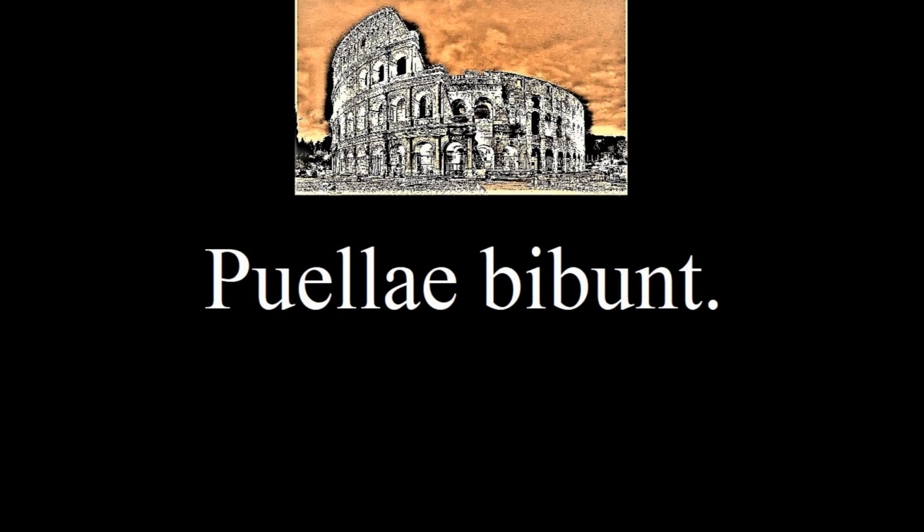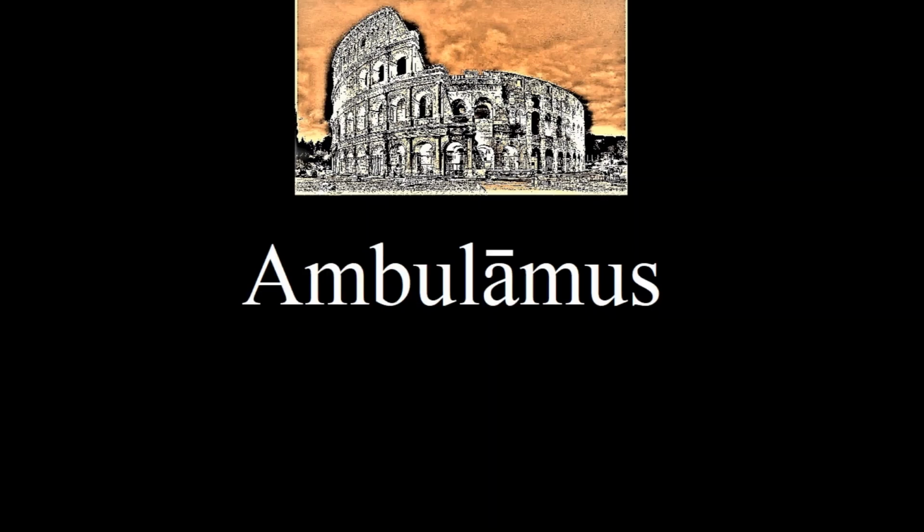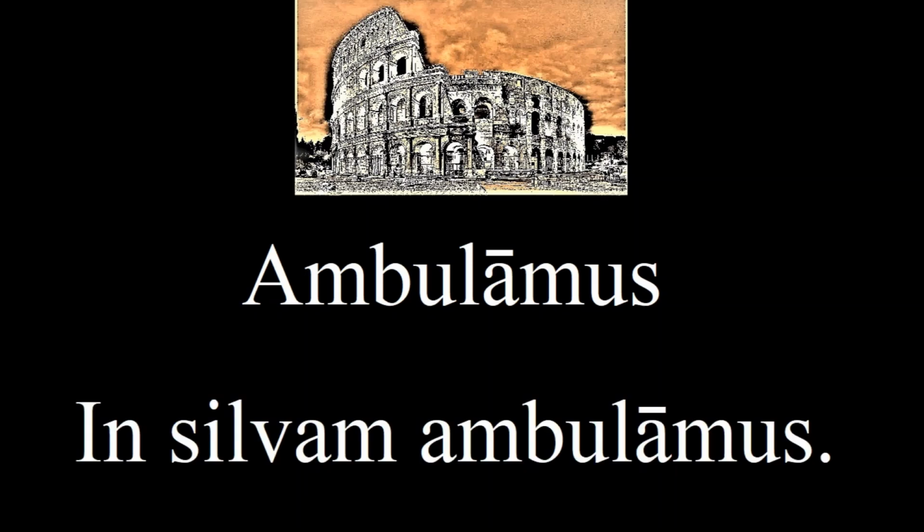We is also a plural form, and also gets its own conjugation. But it's really easy to remember because we walk is ambulamus. Do you see the connection? We, us, ambulam, us. Verbs conjugated in we form always end in mus. Say now, we walk into the forest. In silvam ambulamus.